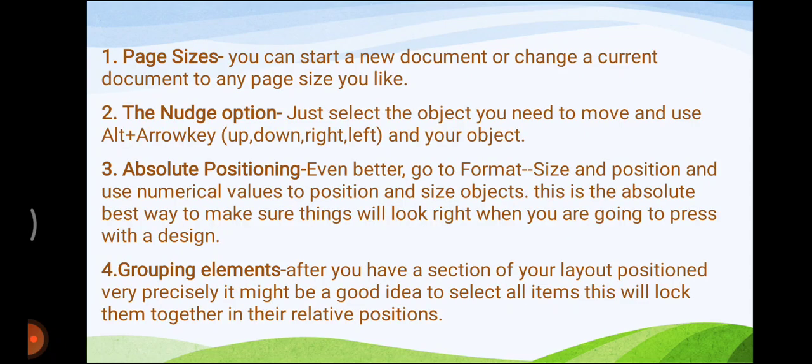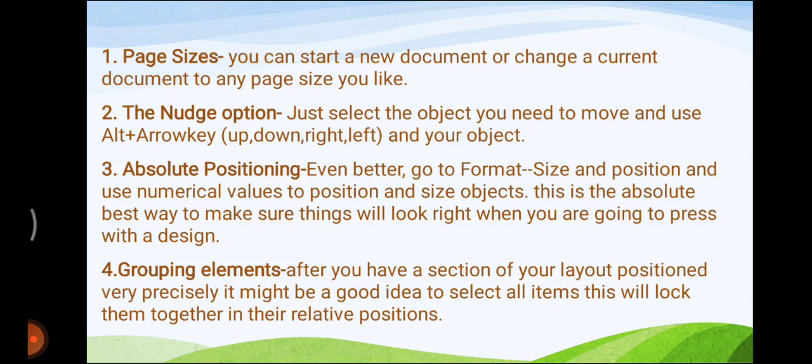So number 1, page sizes. You can start a new document or change a current document to any page size you like. Number 2, the nudge option. Just select the object you need to move and use alt plus arrow keys, either up, down, right, or left, and move your object. Number 3 is absolute positioning.